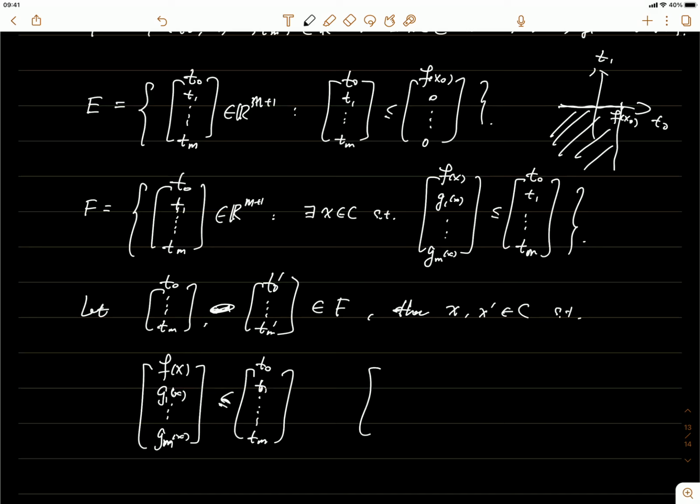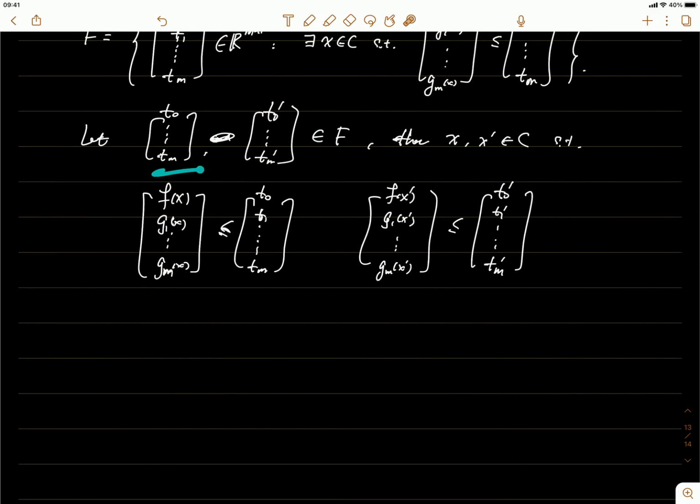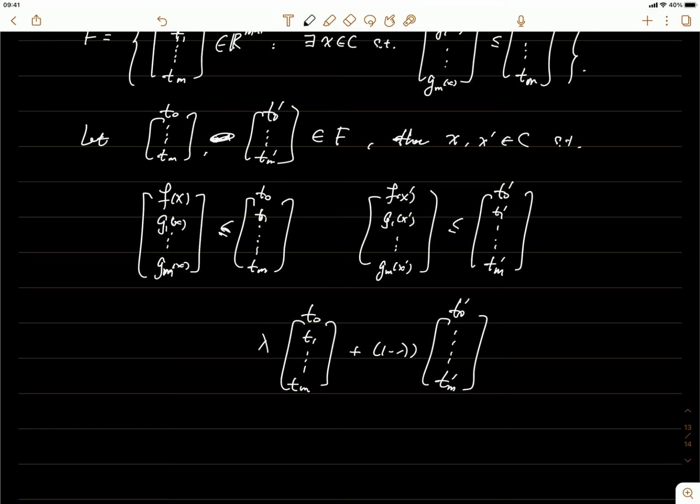Okay, and also for the point x prime, we have f of x prime, g1 of x prime all the way to gm of x prime, which should be less than or equal to t0 prime, t1 prime, all the way to tm prime. So if these two points are in F, then there exist two points x and x prime such that this holds. And then we try to show that the convex combination of these two is still in F. The convex combination is lambda t0 to tm plus 1 minus lambda t0 prime to tm prime. And because of these two inequalities, we know that this should be greater than or equal to the convex combination of these two.